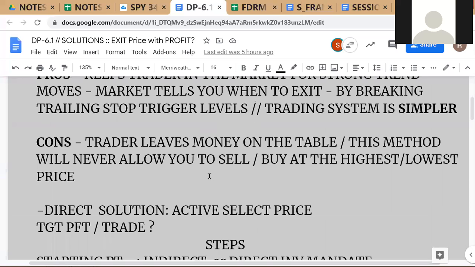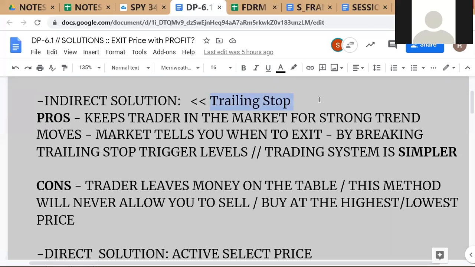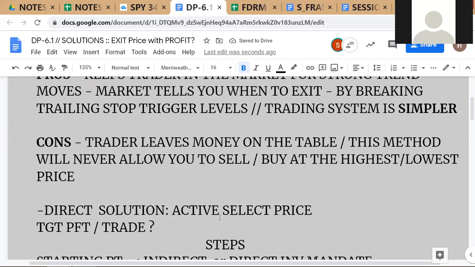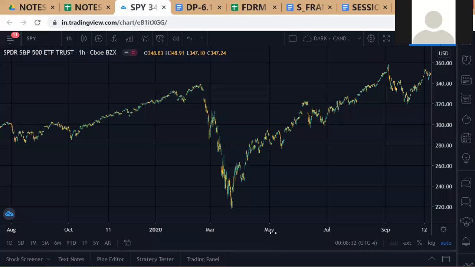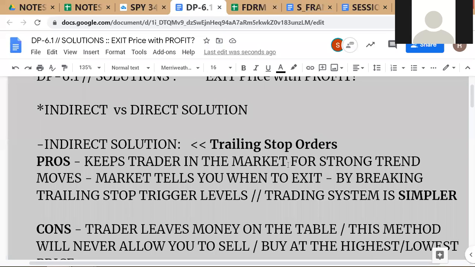And now we are talking about the direct solution, which is active selection of exit price. By active selection, what we mean is that at some point you already have a plan. In the case of the trailing stop, that is the reason we call the other one active: the trailing stop is to be seen as a passive method. We can write it this way: indirect solution, trailing stop orders, we can call it passive.